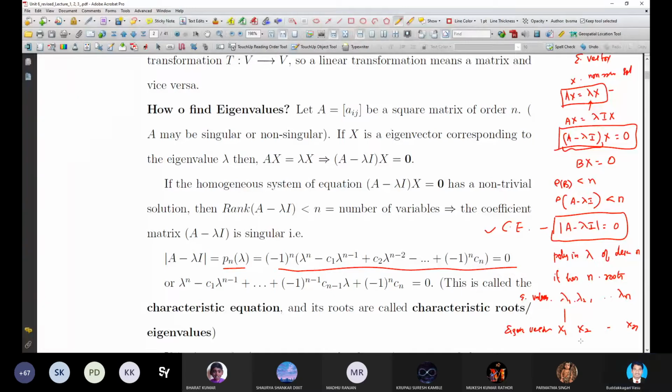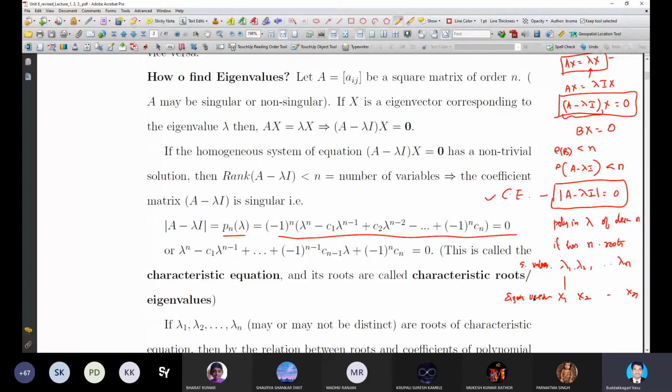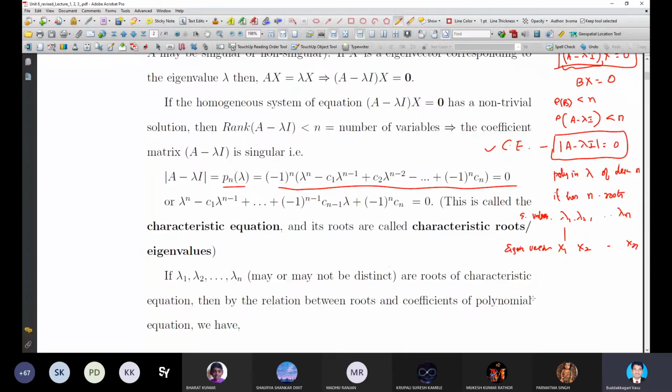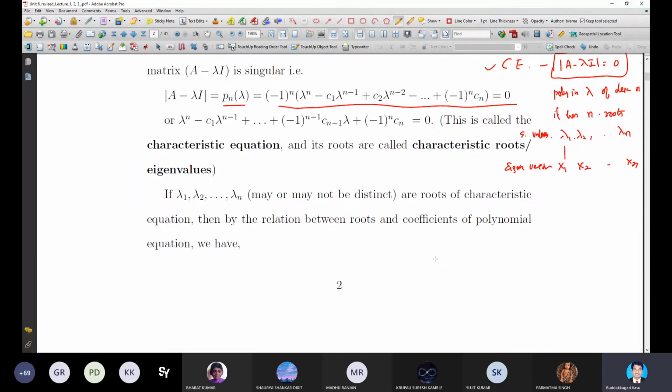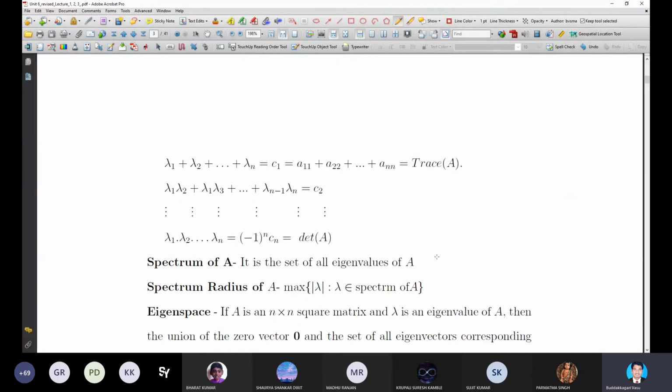These eigenvalues may be distinct or equal, but the corresponding eigenvectors are different. One more point I would like to explain: the eigenvectors are not unique corresponding to the eigenvalue, but they are constant multiples.